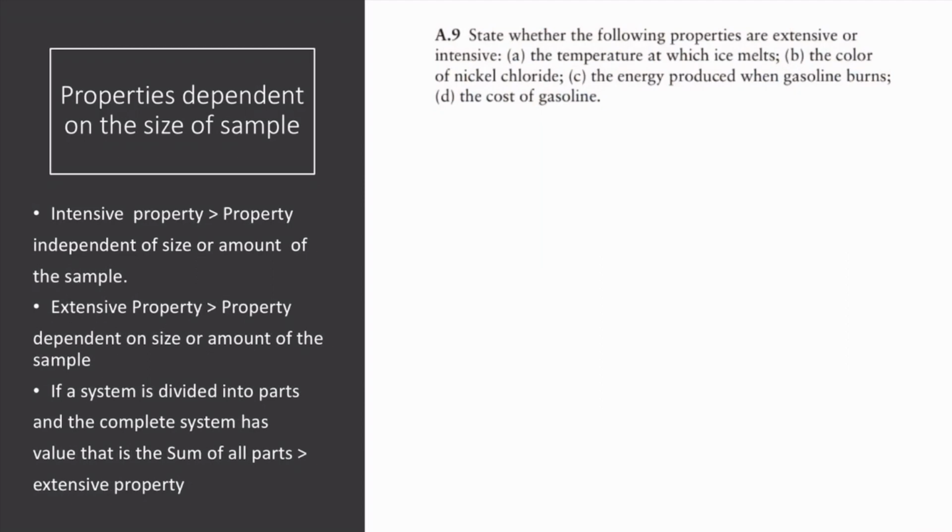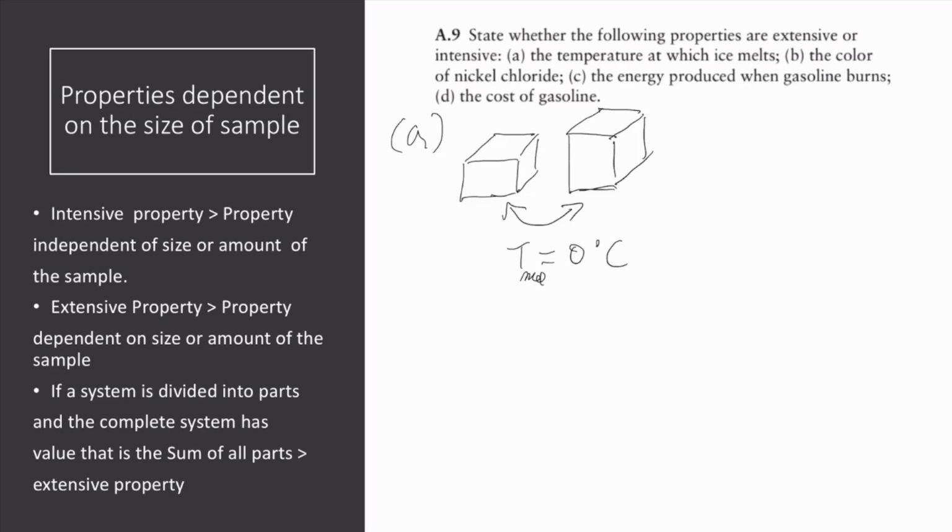Let's do one more example problem regarding this topic of size-dependent properties. In the problem here, it says to state whether the following properties are extensive or intensive. For A, we have the temperature at which ice melts. So let's say I have a cube of ice, and I have another one which is twice its size. Regardless of the size, both of these ice cubes will melt at 0 degrees Celsius. So this is an intensive property.